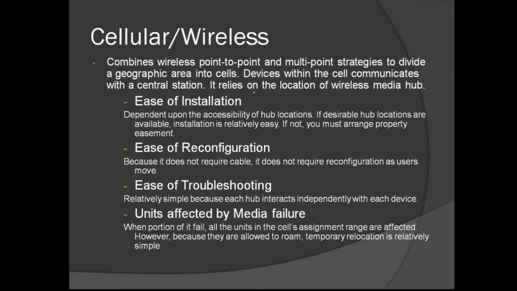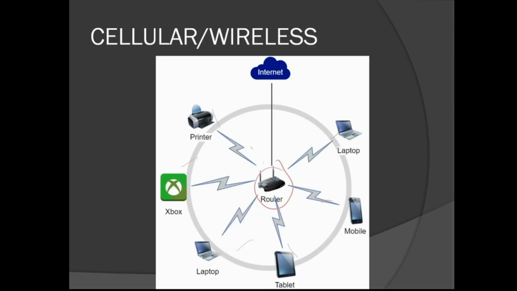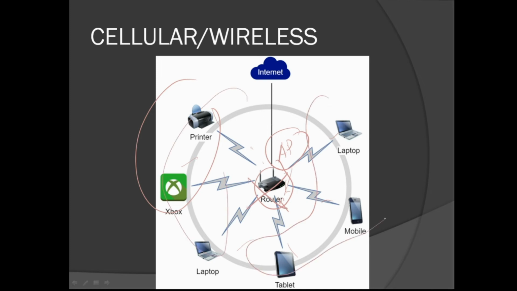Units affected by media failure: when a portion of it fails, all the units in the cell assignment range are affected. Most probably, kasi the devices rely on a central access point, or your router, or a hub. Basically, kapag ito yung nasira, most probably most of the devices are mawawala on the network. So it depends on the location of the device na sira, kung gaano kadami yung maaapektuhan na devices.